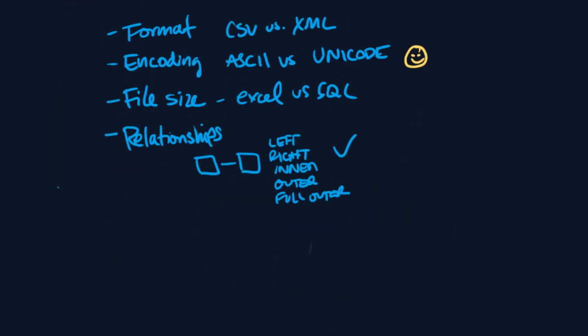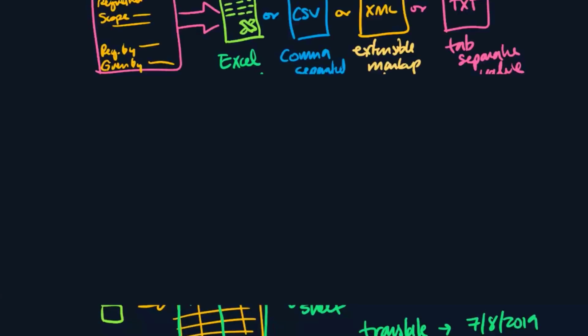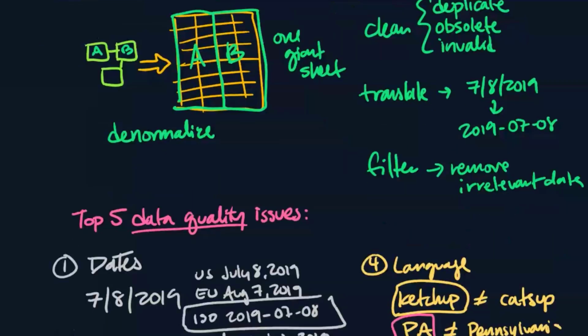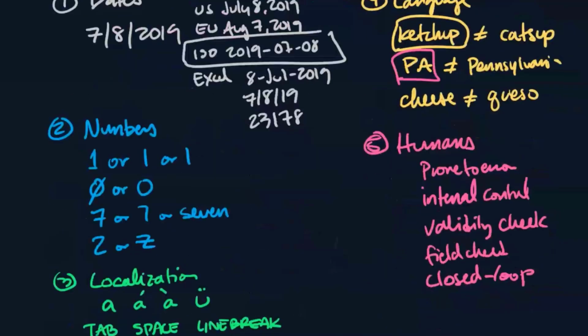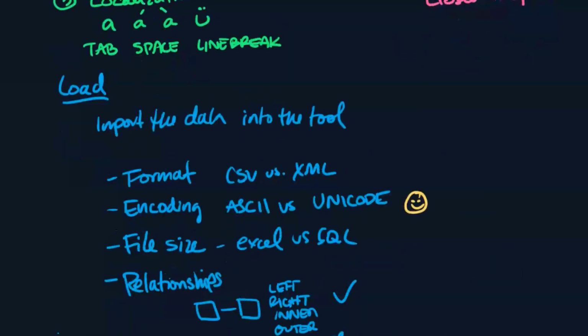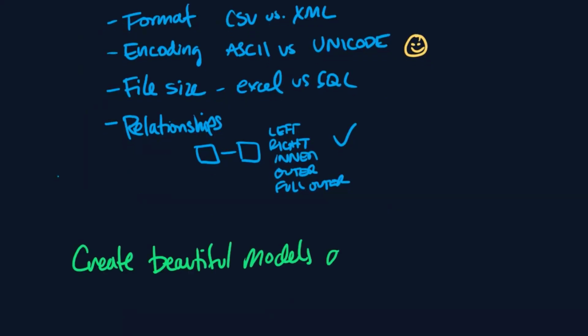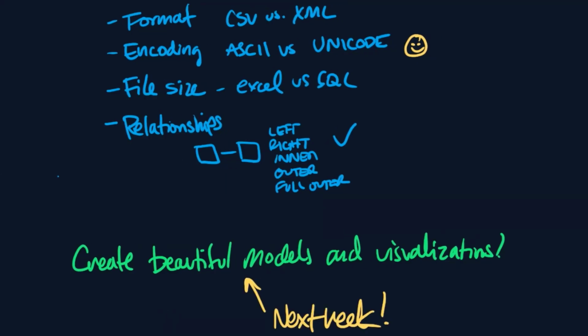Okay. So extracting, transforming, and loading. Extracting, we get the data in a file format. We transform it, clean it up, filter it, deal with all of our data quality issues. We load it into the tool, make sure that it's all related and working properly. And then we can create beautiful models and visualizations, sunshine and rainbows. So all of this creating beautiful models and visualizations, next week, we'll talk about those.